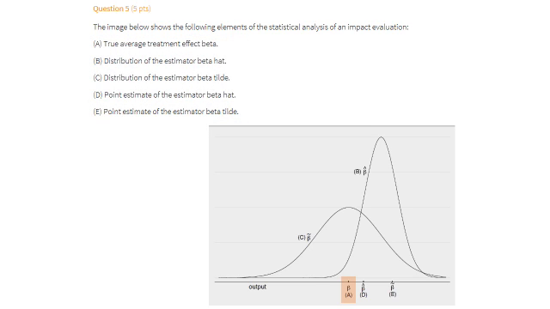The true average treatment effect, beta, is denoted by A. This is the true treatment effect. This is a parameter. In standard econometrics, we assume that this parameter is unique and exists.